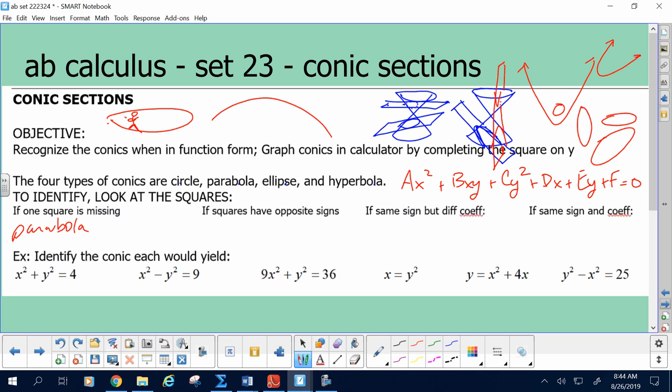If squares have opposite signs, like x squared minus y squared, what's that? That's a hyperbola. You have been taught very well, I must say. If the squares have the same sign, but the coefficients are different, ellipse. Why? What does the coefficient do to a graph? It stretches it. And if those are different, then the stretches are different. One will get stretched more than the other, you get an ellipse, right? And if they are the same and same sign, circle.